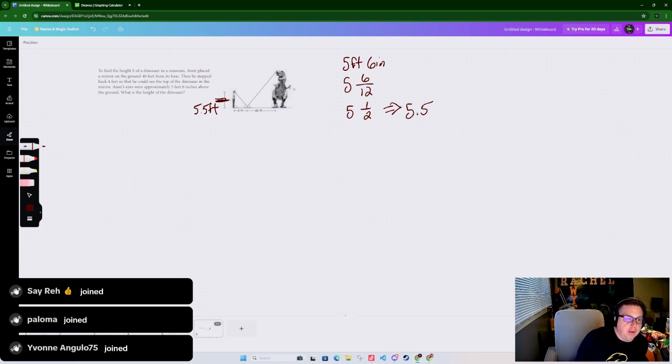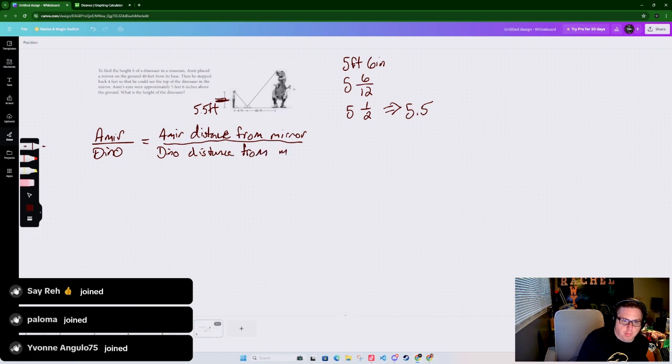So we have Amir. And then we have the dino. And then we have Amir's distance from mirror. So how far away Amir is from the mirror. And then we have the dino distance from mirror. And it's a little bit to write, but you really want your person that's looking at this to know why you're substituting the values in that you are.